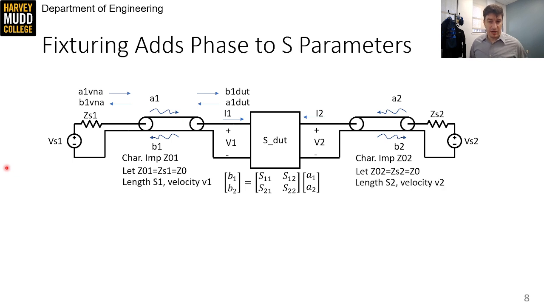If we care about these wires, then we need to define a few more properties for them, so we assign lengths S1 and S2, and velocities V1 and V2 to them. The VNA won't know these properties in advance, so we're going to have to figure out how they affect our measurement. I'm also going to remind you that we define x equals 0 at the DUT and x equals negative S1 at the test instrument.